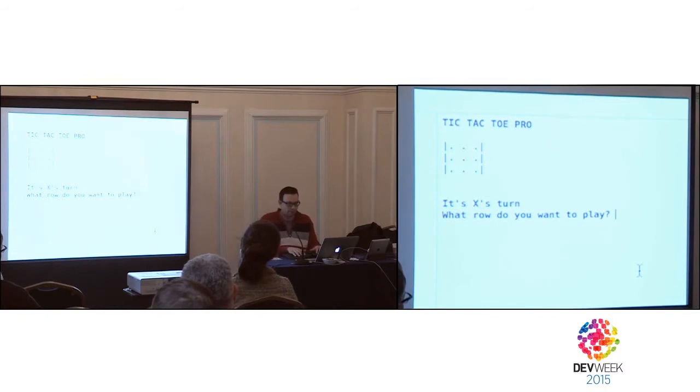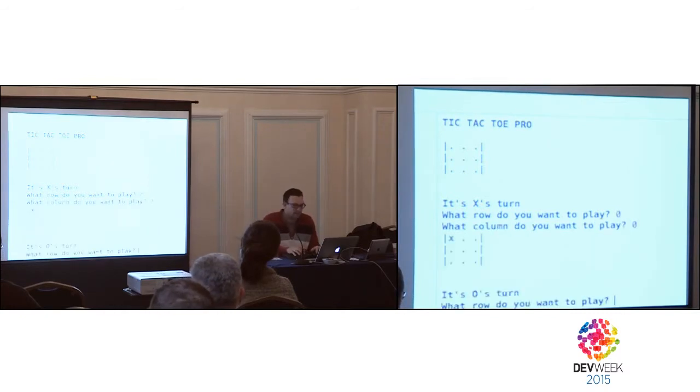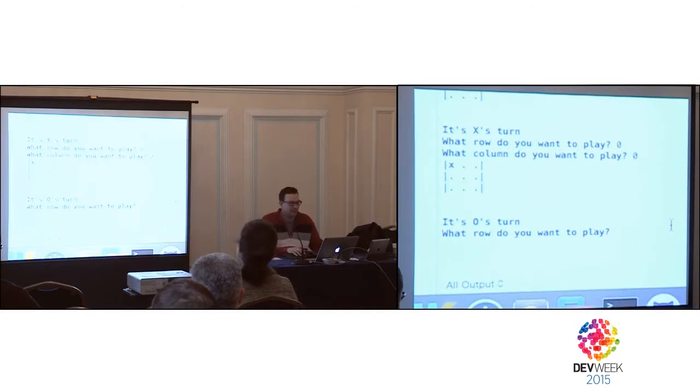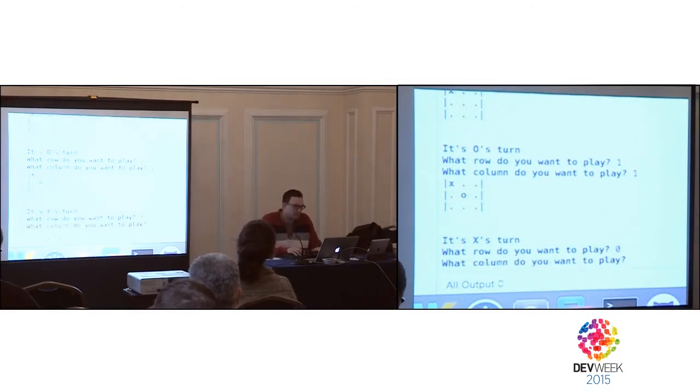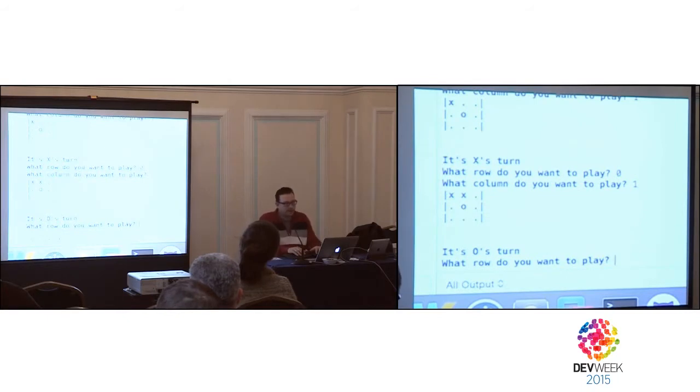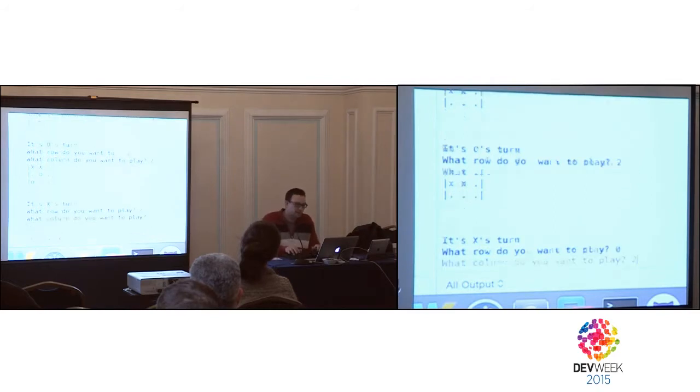Okay, what row do you want to play? 0, 0. Ooh, there's an X. Sweet. All right, let's play. Now it's O's turn. They're like, there's no way you didn't go for the diagonal. All right, let's say 0, 1. And they're like, oh yeah, I got this covered. 2, 0, 0, 2. Woohoo!